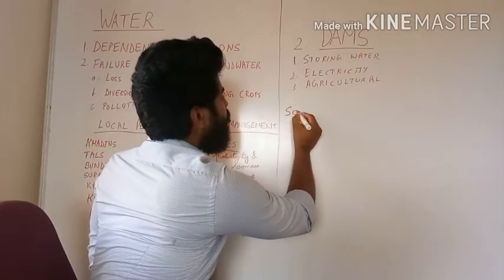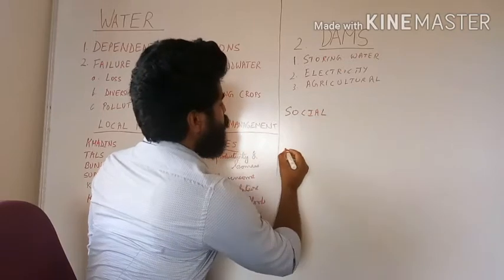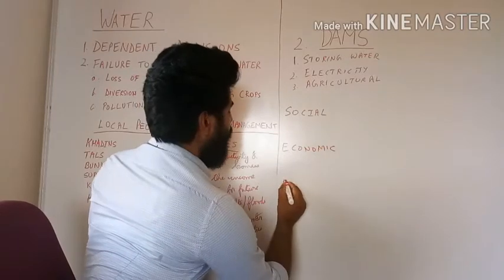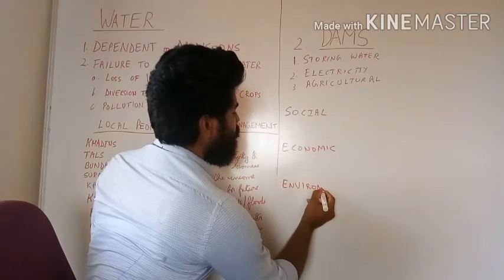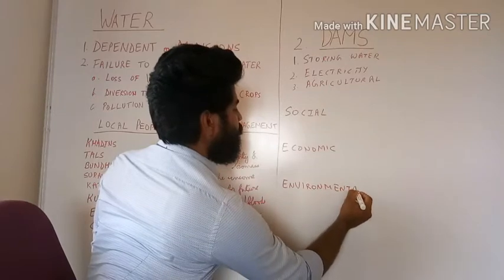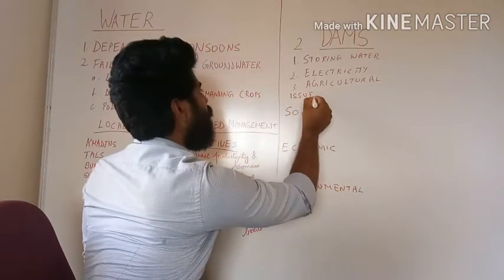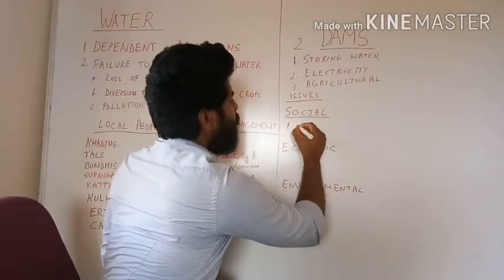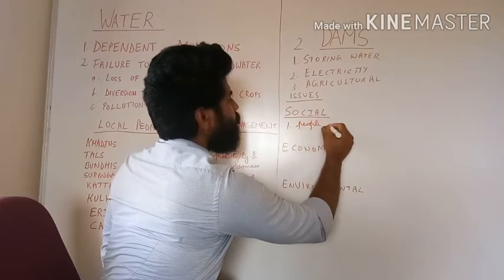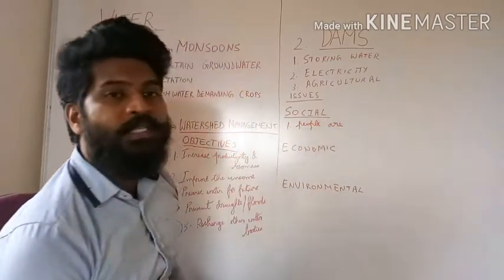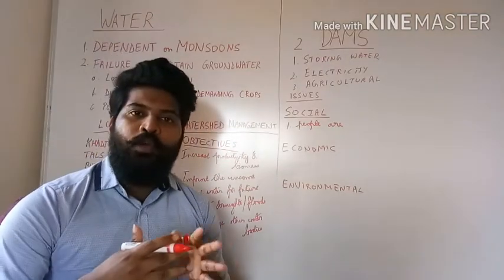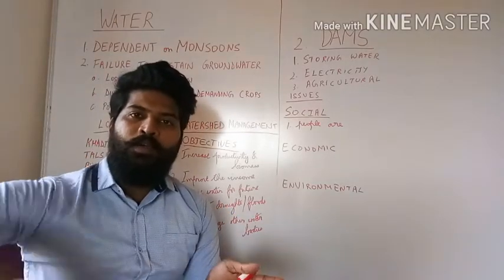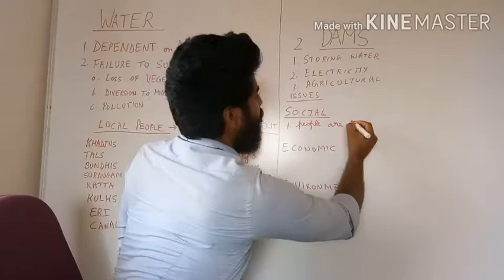Dams also result in three levels of problems: social problems, economic problems and environmental problems. These are the issues with dams. The social problem is that people are displaced from their land. So in order to build dams, people are made to move away from their area to far off areas. So people are displaced.